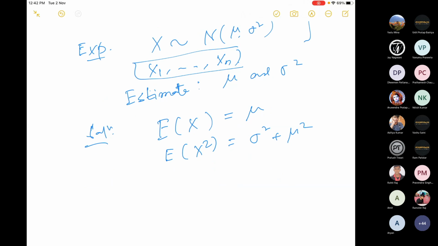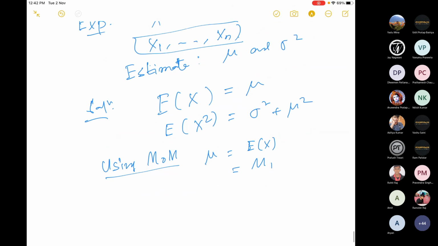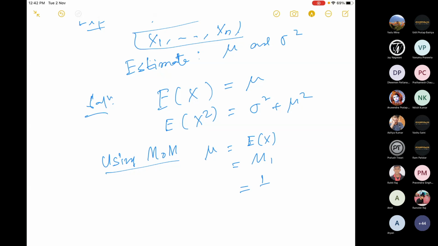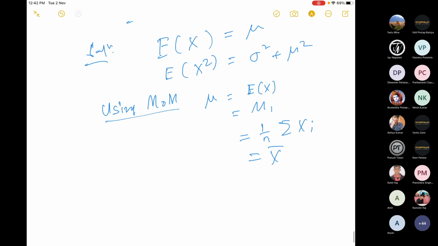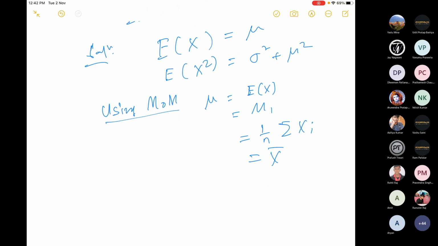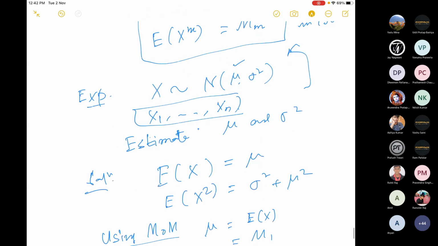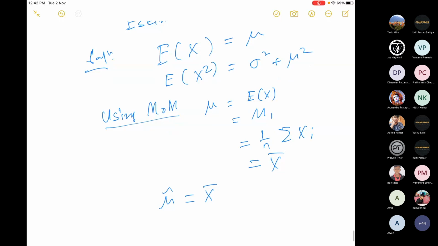And then, using the method of moments, MOM, mu should be equal to E x. I want this to be equal to m1, but m1 is 1 by n sum of x_i, i equal to 1 to n. So this is my x bar. So x bar is the estimator for mu. I'll write mu hat is equal to x bar. See, if it is not normal, this calculation need not be true. But for the normal case, at least we have this.